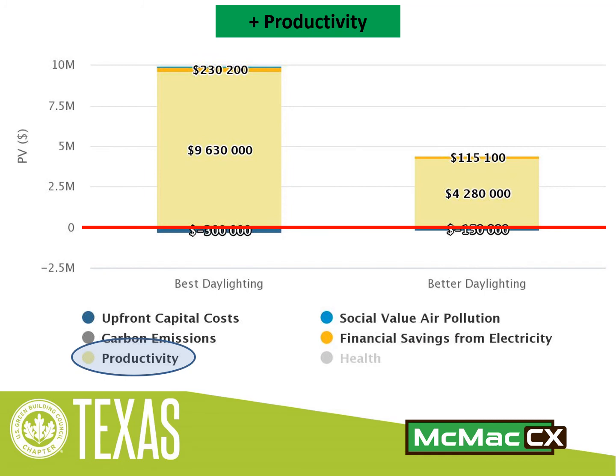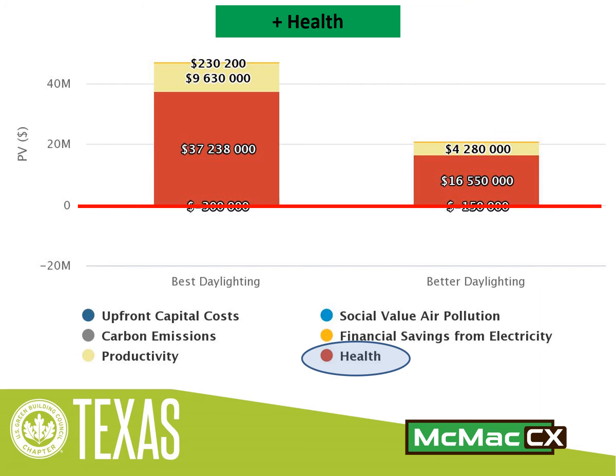Here we look at the productivity, and as you can see, the other upfront capital costs, carbon emissions, social value of air pollution, and financial savings from electricity pale in comparison. All of this value then from these best practices goes directly to the tenant businesses. Adding in the health impact makes it painfully obvious that spaces where tenant businesses are not afforded the opportunity to have good daylighting does hinder their businesses' prosperity and their employees' health.